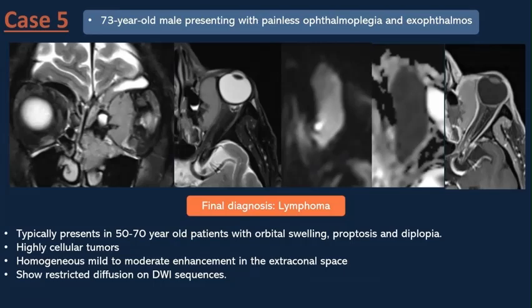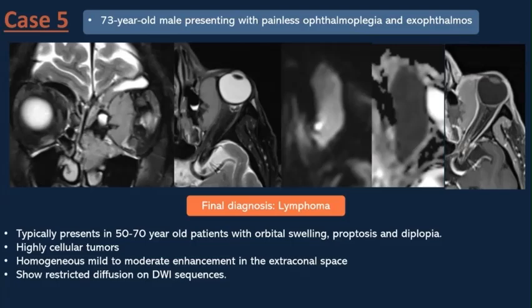Now, case 5. This was a case of a 73-year-old male presenting with painless ophthalmoplegia and exophthalmos. There was a T2 hyperintense mass in the lateral extraconal compartment of the left orbit, which was seen causing mass effect on the medial rectus and resulting in proptosis of the eye. The lesion, as we can see, was showing restricted diffusion, and there was homogeneous enhancement of the lesion here. So this was a lymphoma.